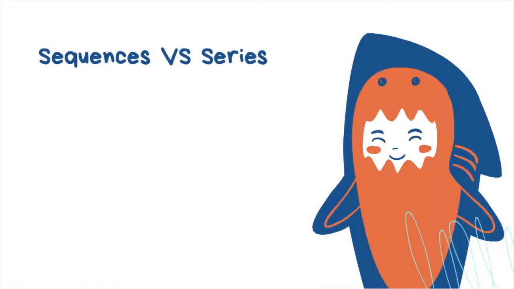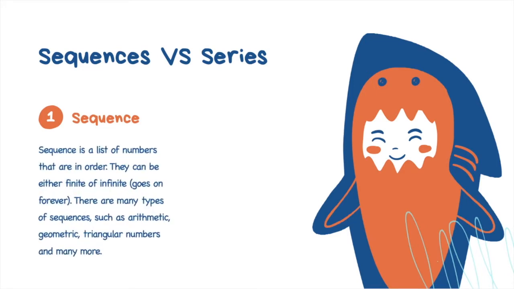Before we move on, let us first discuss sequences and series. In mathematics, a sequence is a list of numbers that are in order. Sequences can be finite or infinite. There are many different types of sequences, such as arithmetic, geometric, triangular numbers, and many more. A geometric sequence is a list of numbers that have a common ratio. That is why the sequence 10, 1, 0.1, 0.01, and so on is an infinite geometric sequence.